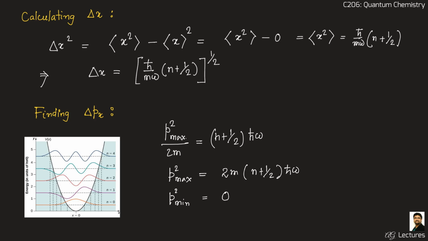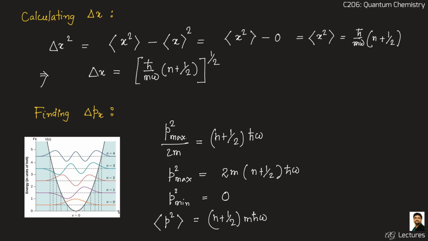So therefore this is 0. Fine. And if we just take the average of these two, in a similar way we get the p square mean, and that is going to be just n plus half. This 2 will go out, along with this 2. So it's going to be m h cross omega. So this is m h cross omega. So this is our p square mean.